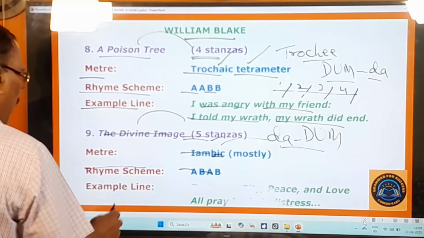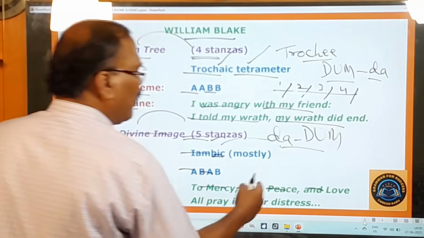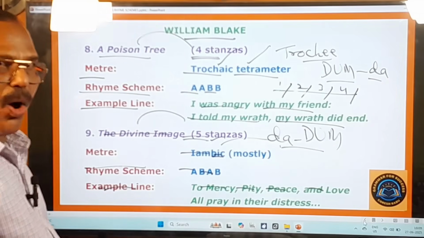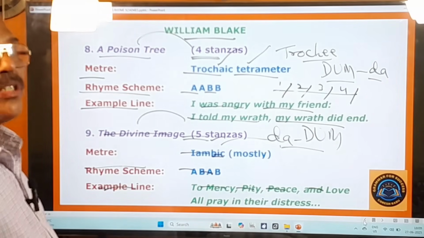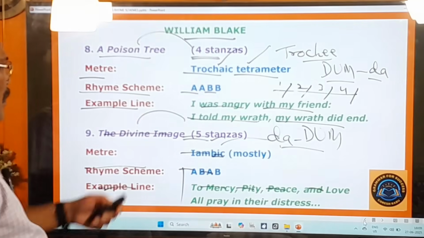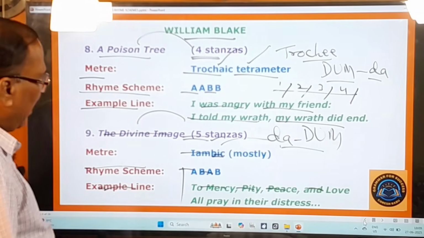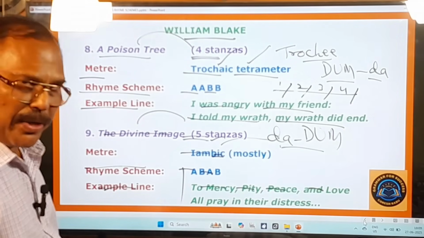And here one example line is given: To mercy, pity, peace, and love. In the morning video, I have explained all about these divine qualities. One should have these divine qualities. All pray in their distress. So these are the two beautiful lines taken from this poem, The Divine Image. And now you move on to other poems.